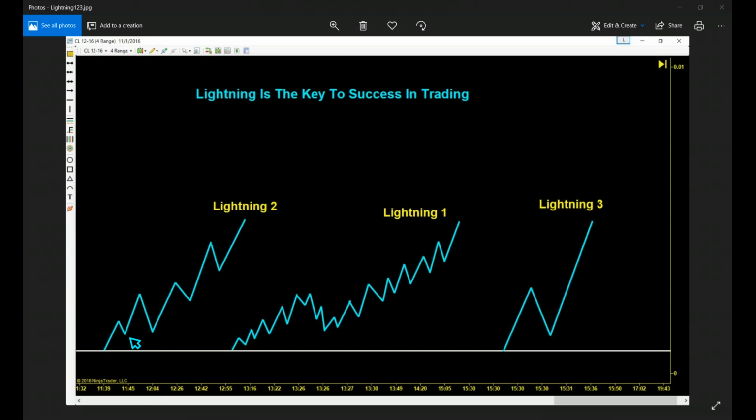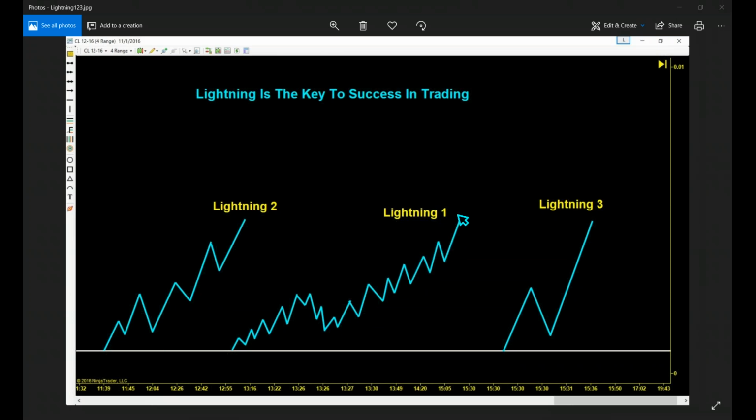You don't want to smooth out your swings so much you can't see them, but you also don't want to be faked into them all the time either. What I personally like about 4-range bars, and we've been trading them for going on 10 years, is that when you have these 4-range bars, you can definitely see the lightning trend.